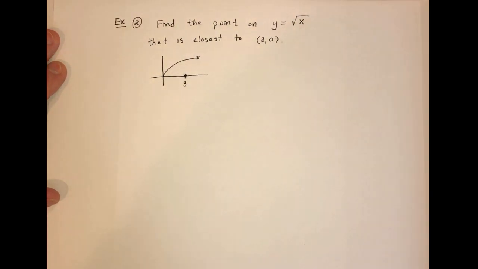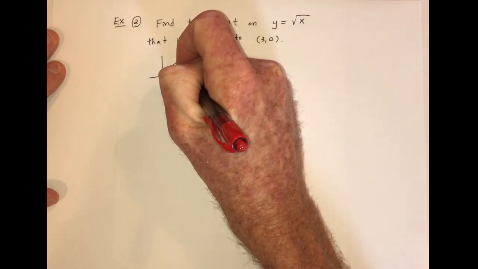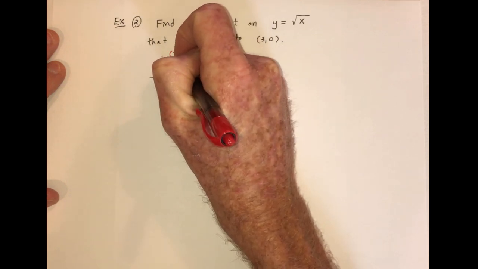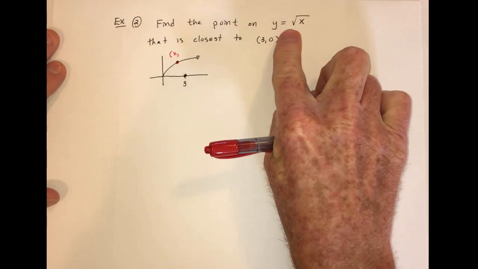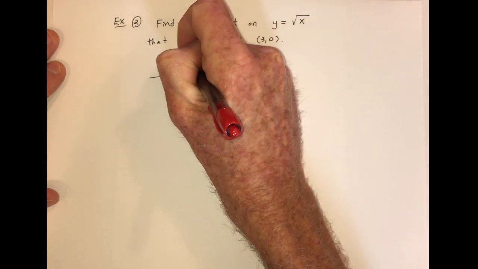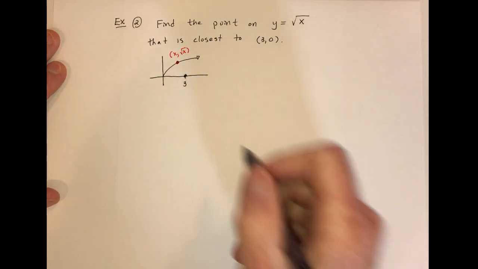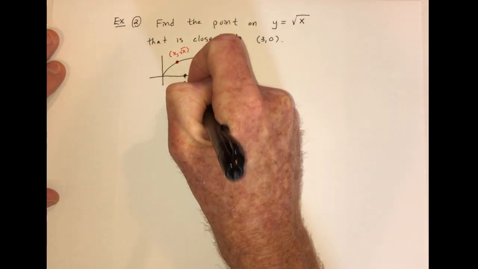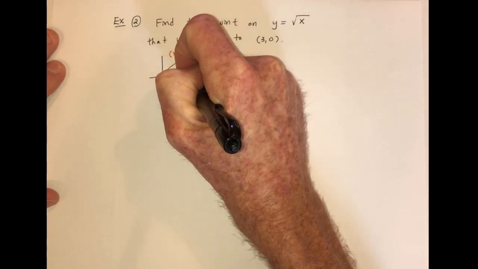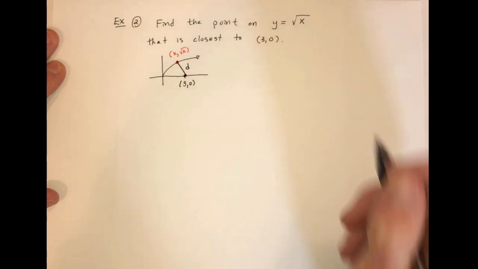Okay, next up, pick some point on the graph, some random point like this, and then this would be x comma y. But because y is equal to the square root of x, then I could write this point as x comma the square root of x. And then this point is 3, 0. And then find the distance between them. So I'll call this distance d.